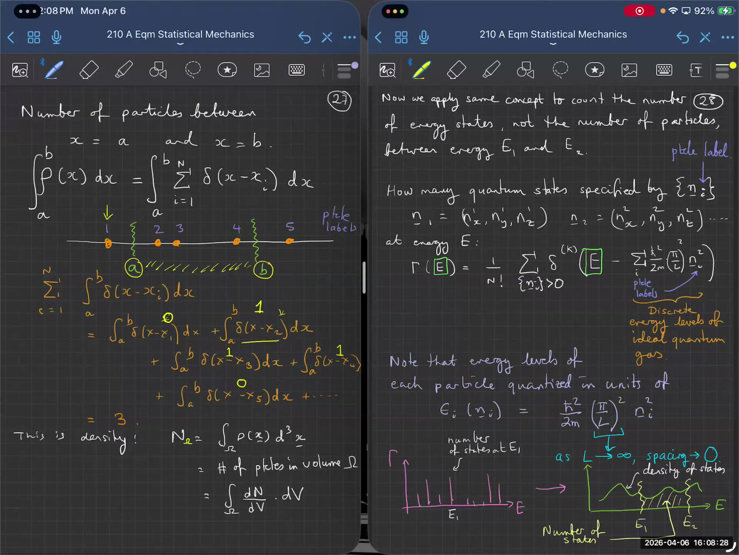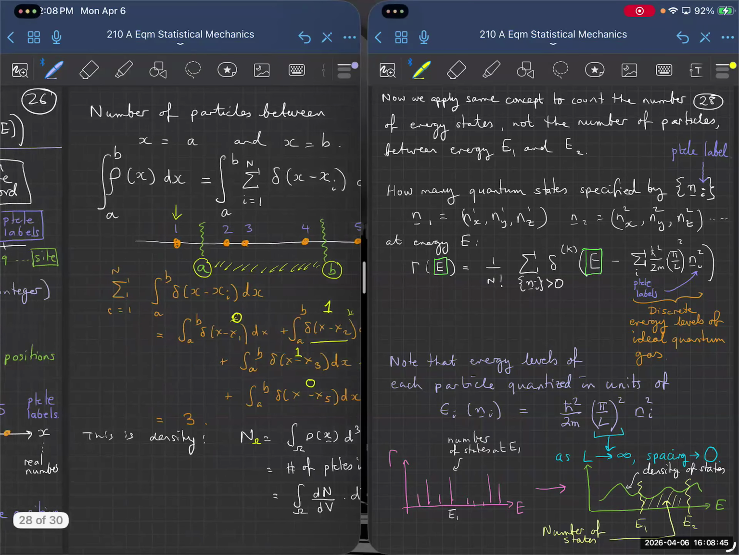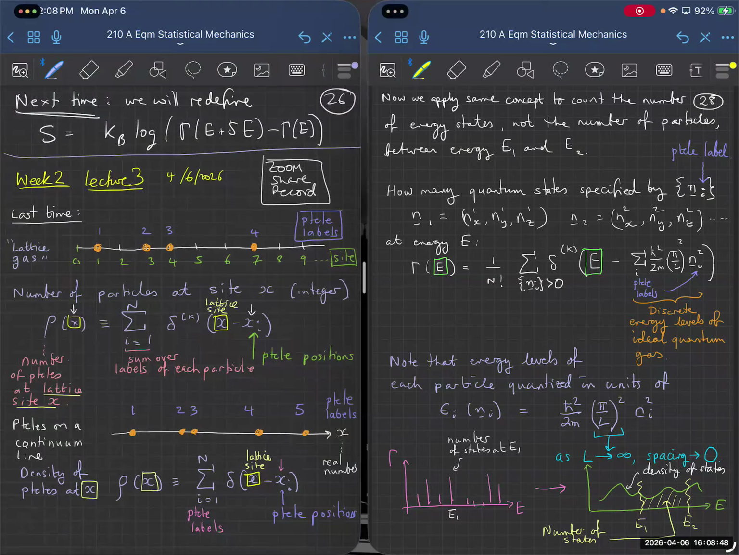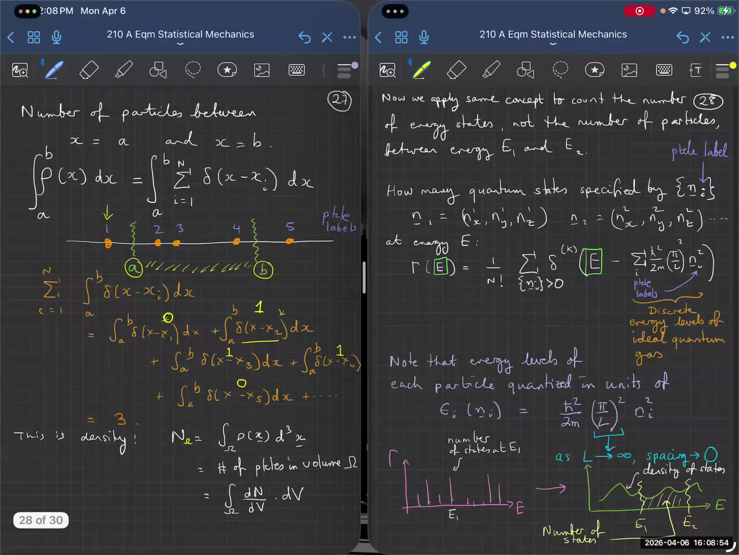So what we do instead is we count the number of particles between energy E1 and E2, and we're going to do that just like we did with the density in space, but now with density in energy. When we label the particles, what we were doing before was we just gave the particles a name: particle 1, particle 2, particle 3, and so on. Now we're labeling the particles not by an arbitrary name, but by their quantum state. The quantum state is the value of the quantum numbers nx, ny, nz for that particle in the system.